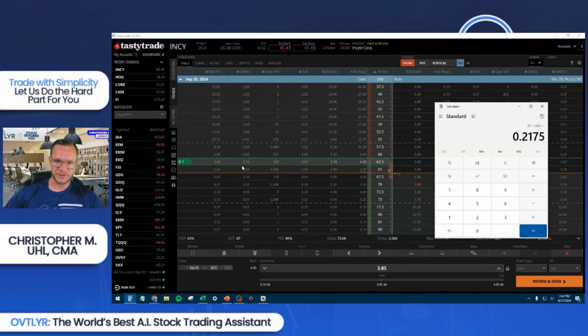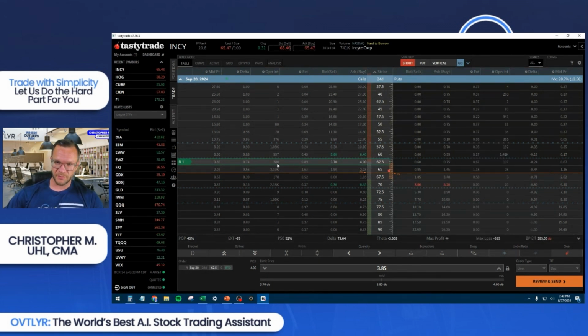280 open interest. Even though it's a 74 delta, it fits everything else. The delta is just an approximate target to help us get to the right spot. But you know what? I don't see any issues with that. NC, September 20th, 62 and a half.